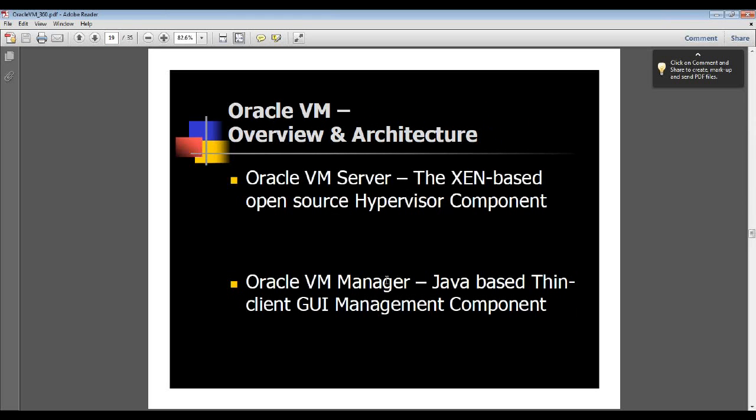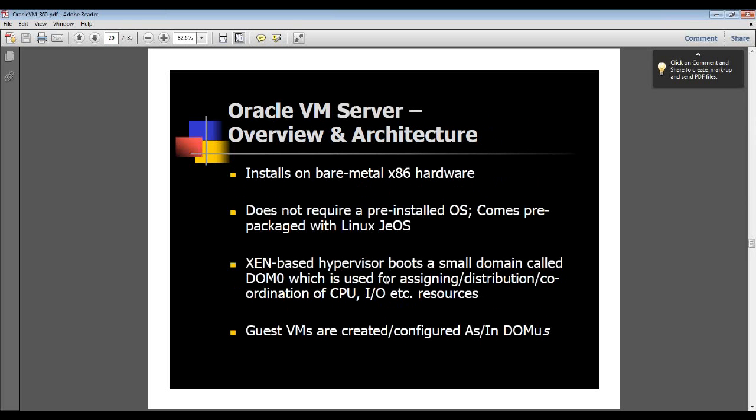So again, to summarize, Oracle VM has two main components: the server component, which is your actual hypervisor, and the Oracle VM Manager, which is the management component. We already went through a detailed and comprehensive set of exercises in the last session, in which we installed Oracle VM server and configured it, and then installed and configured the Oracle VM Manager and integrated both the components.